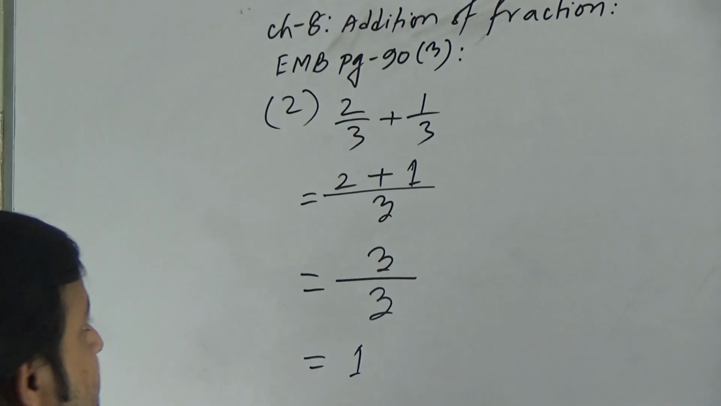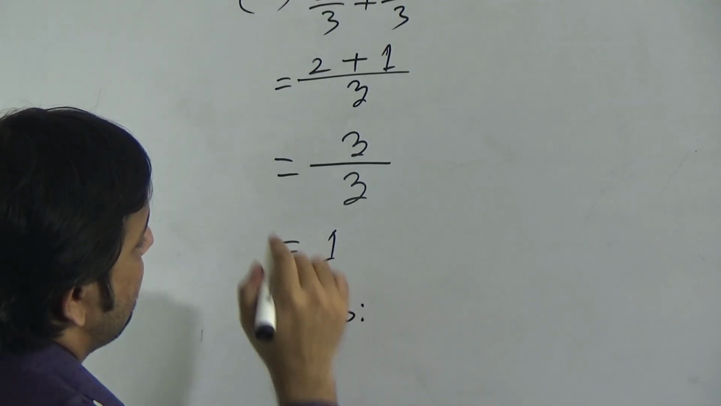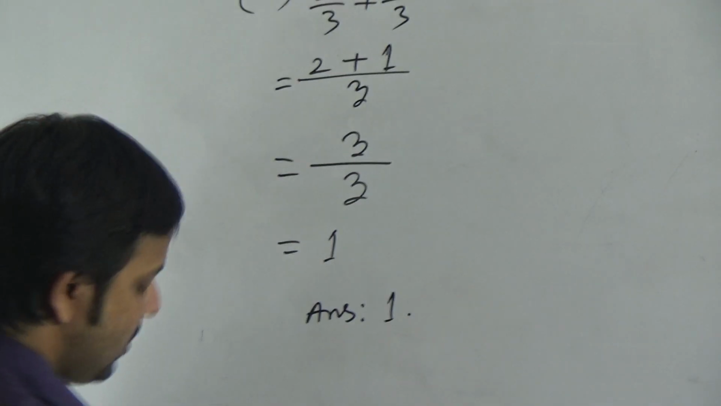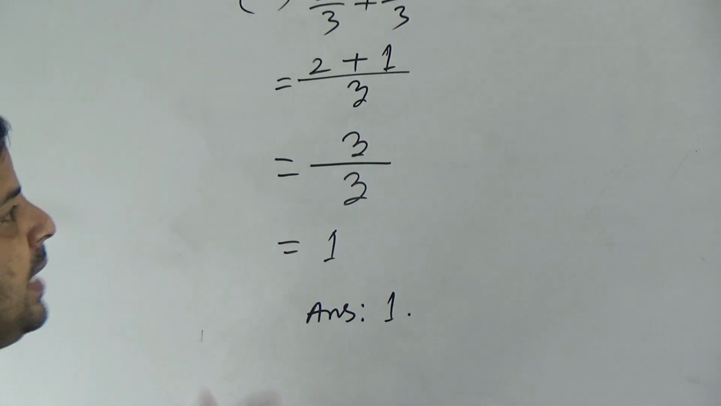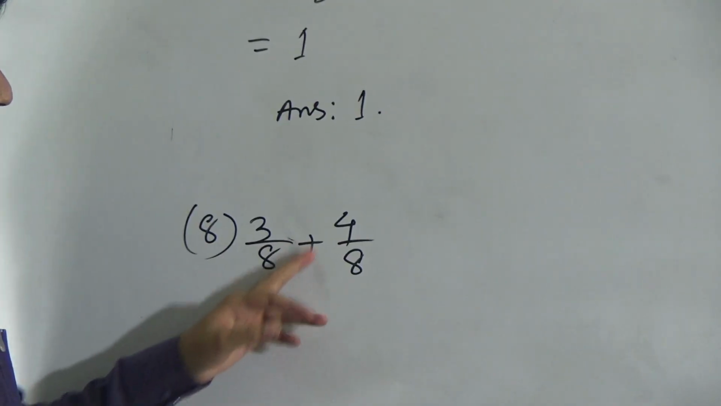So the sum of the first question is 1. So the answer is 1. Now second question, 3 by 8 plus 4 by 8.